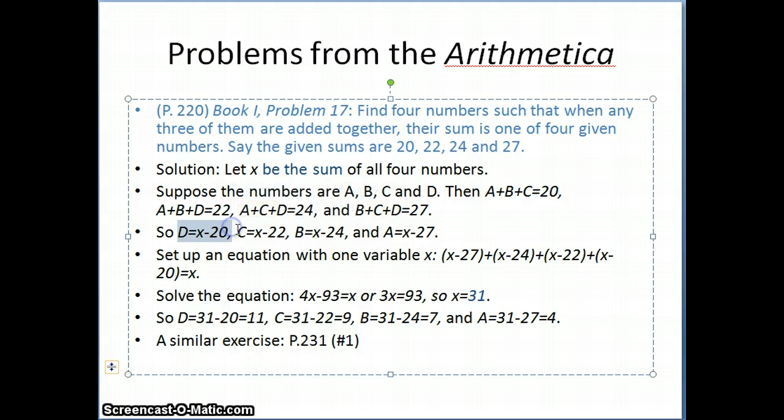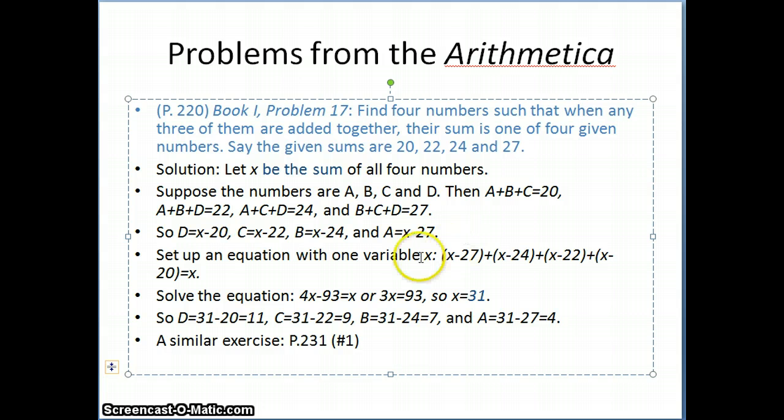Similarly, we can find c and b and a in terms of x from the rest of the equations. So three of them, a, b, d, is 22, and a, b, c, d is x. That means the missing one, c, is x minus 22. And similarly, the missing one here is b, that's x minus 24. And the missing one, a, here is x minus 27.